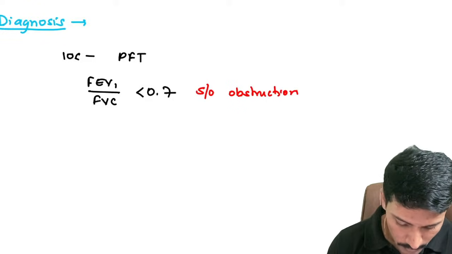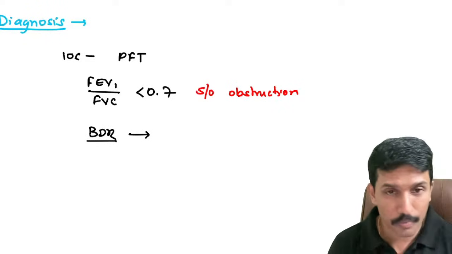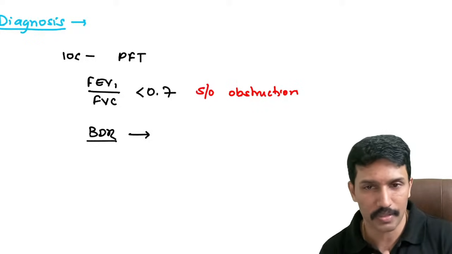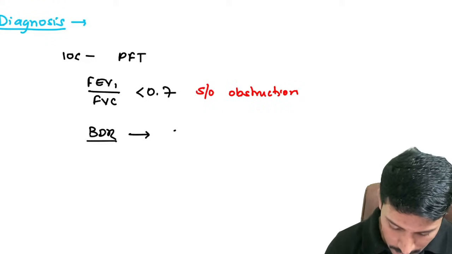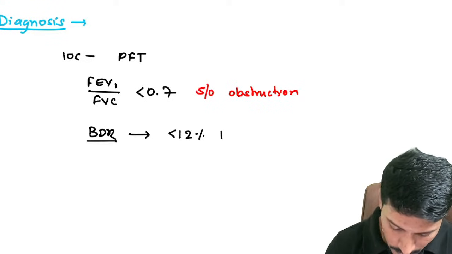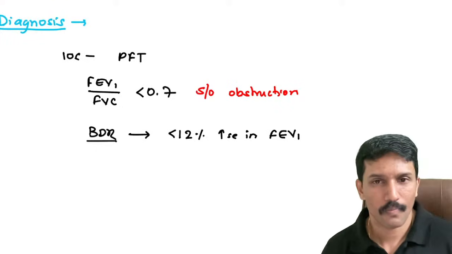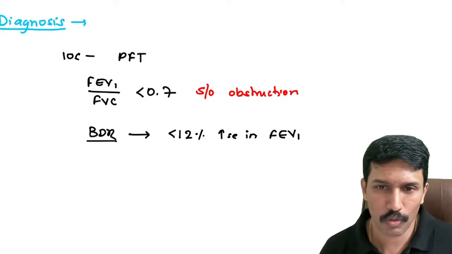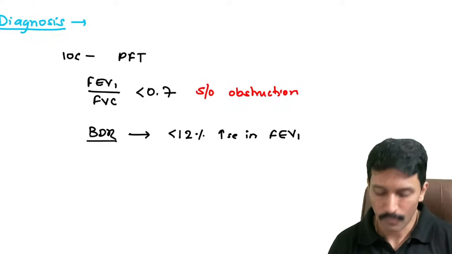And then when we do the bronchodilator reversibility test, in asthma we have mentioned that a 12% or higher increase in FEV1 is expected after giving a short acting beta agonist. Here we will get less than a 12% increase in FEV1. If it is more than 12%, it's clearly pointing towards reversible obstruction, and that means it's a case of asthma.